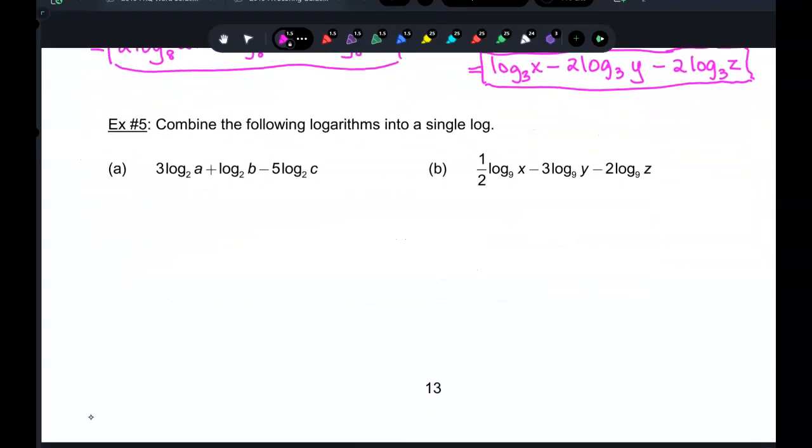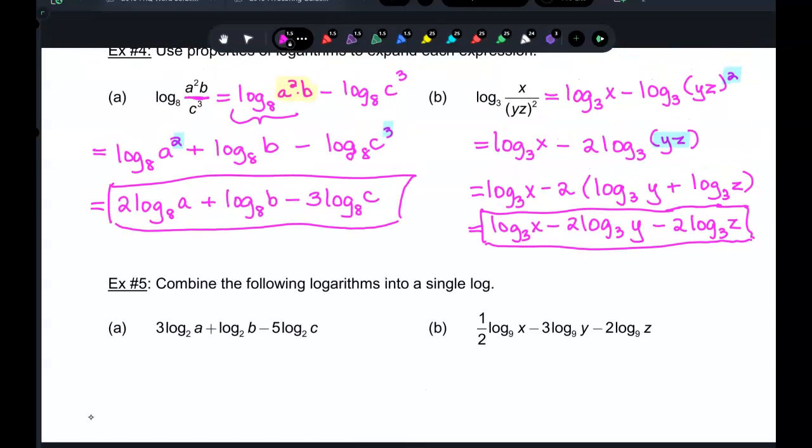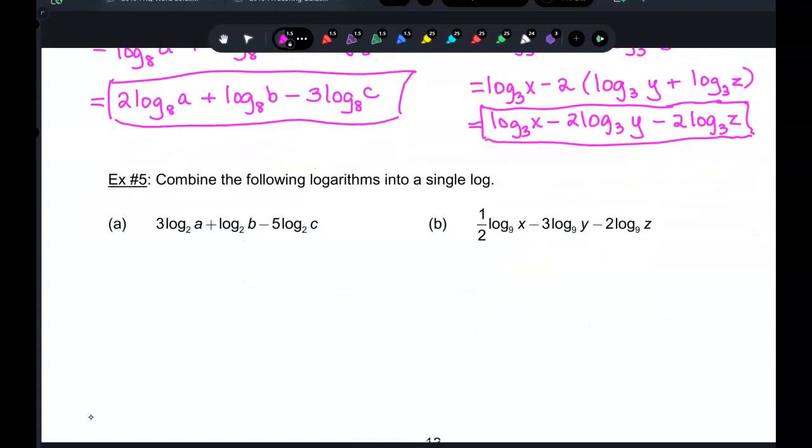Okay. All right, last example. Now we're going to go backwards. Okay, so we're going to take something in expanded form and we're going to change this into one single log. So what I'm going to do now is kind of backwards. So if you recall in the last ones, what was the first thing we did? We took care of the division and then we did the multiplication.